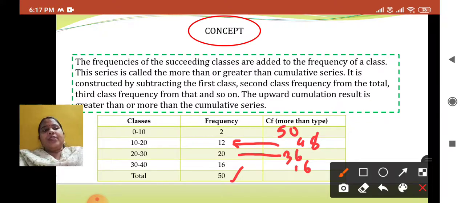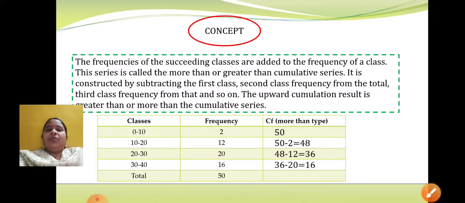See this. First value is 50, that is the total, that is written as it is. Then 50 minus 2, 48. From this 48, when you subtract 12, you will get the CF of the next class interval, that is 36. And finally, 36 minus 20 will give you 16. So this is the way that you will use to find CF more than type.